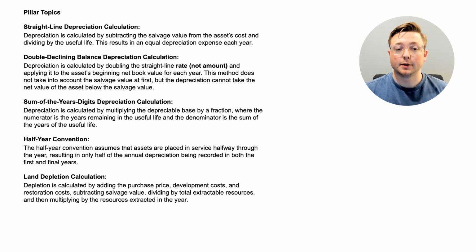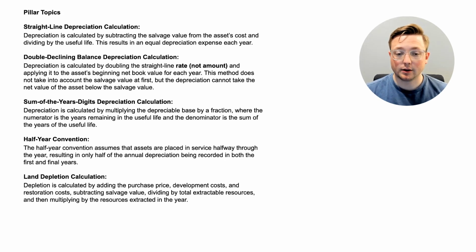All right, here we are at the pillar topics. Again, this is just a summary of how to do things or what the most important things are. So straight line depreciation calculation, this one's really easy. Depreciation is calculated by subtracting the salvage value from the asset's cost and dividing it by the useful life. This results in an equal depreciation expense each year. That's the normal one. You've probably all done that, so not too difficult. Double declining balance depreciation calculation.